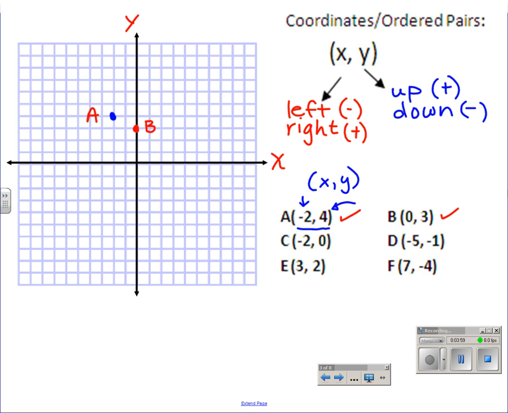Let's try one more. Let's do F: 7, -4. The first number tells me left or right. It's positive, so I'm going to go right 7. So I start at the middle and go right 1, 2, 3, 4, 5, 6, 7. And then it says -4, so I'm going to go down 1, 2, 3, 4. And I'm going to label that point F.